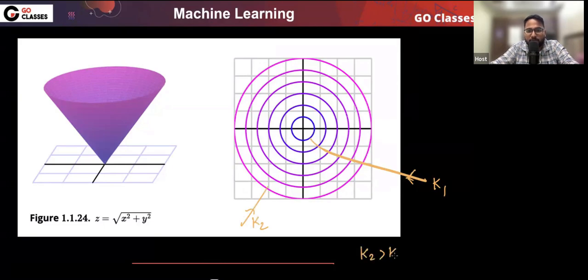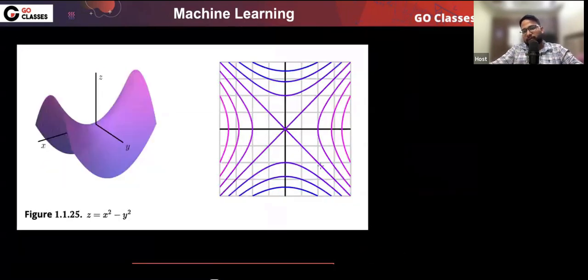K2 is greater than K1, right? Okay. So now you know which ones are greater, right? By the way, these contours don't always look like circles. Sometimes they might look very weird. For example, in this case, if you keep on cutting with respect to the z-axis, in the calculus I've even shown you the 3D visualization. Here it is actually not needed. The contour shape is not needed, but it could be very different from circles.